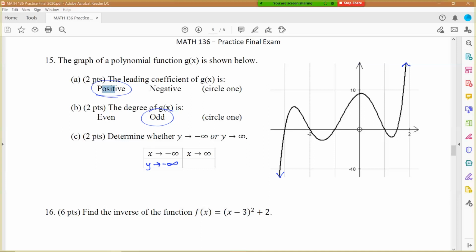And then for the last one, you just look at the endpoints individually. This one talks about the left side, so the left side goes down, so it's negative infinity. Here we want to know as x approaches positive infinity, that's the right side. So look at the right side, it's going up. So am I going to write negative infinity or positive infinity? Positive infinity.